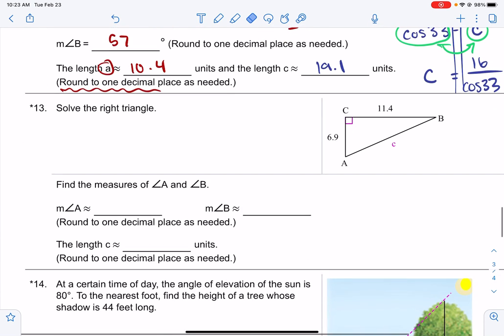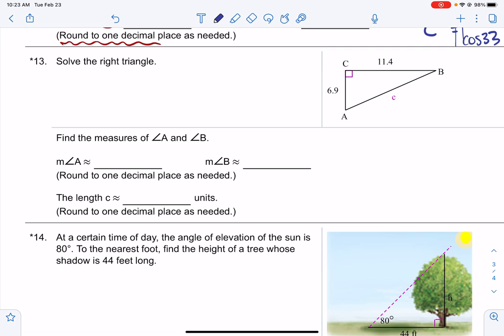All right, number 13. Solve the right triangle. So this is a lot like number 12, but in this one, to start out with, it gives me 2 sides. It doesn't give me any of the angles. It just gives me 2 sides. Well, except for the 90 degrees, but it has to give us that. Otherwise, we don't know anything. So it gives me a hint. Start by finding the measure of angle A. It doesn't really matter what order you do this in, but we're going to follow their recommendation.